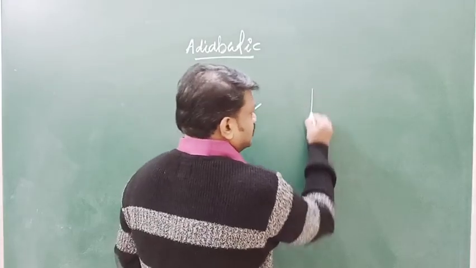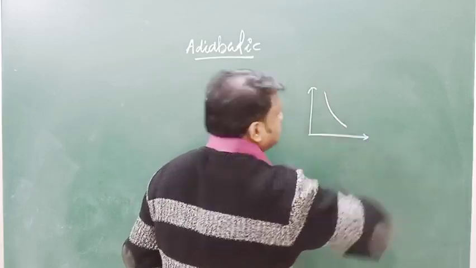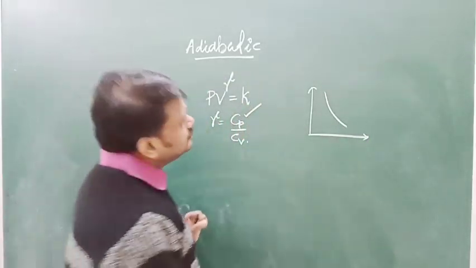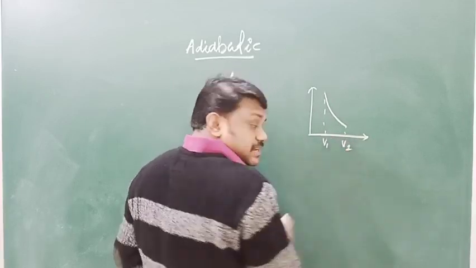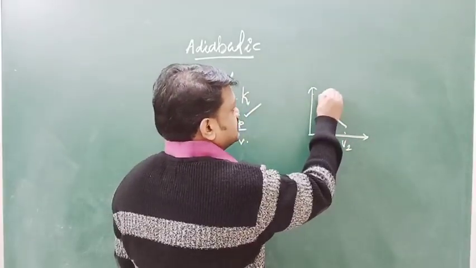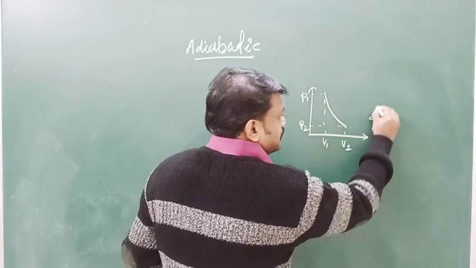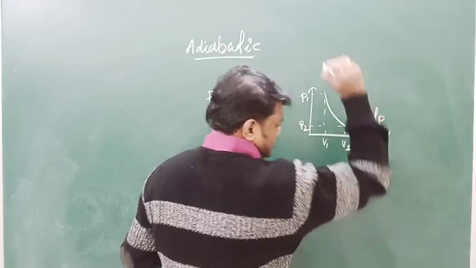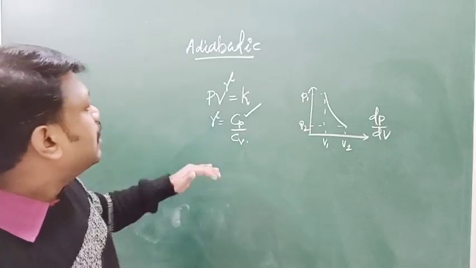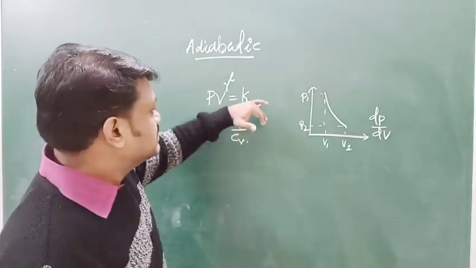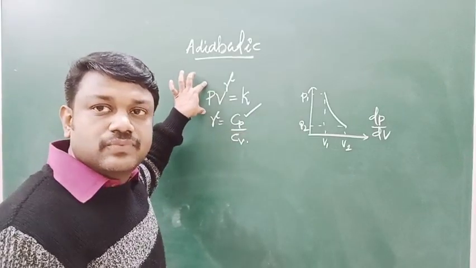Again, we can plot the PV diagram for an adiabatic process. The adiabatic process looks like this. The system expands from V1 to V2, so the pressure changes from P1 to P2. The slope of the curve will be dP by dV, and you have to find out what dP by dV is from this adiabatic curve. For that, you can use the characteristic equation for an adiabatic process.